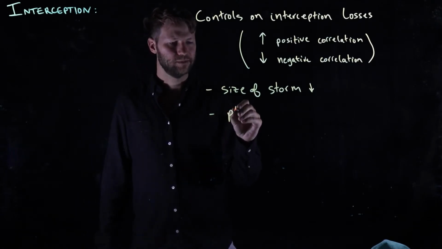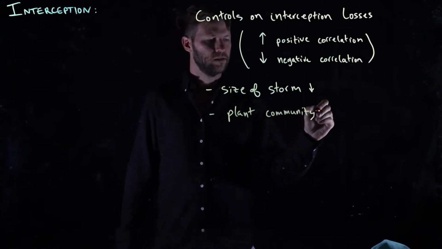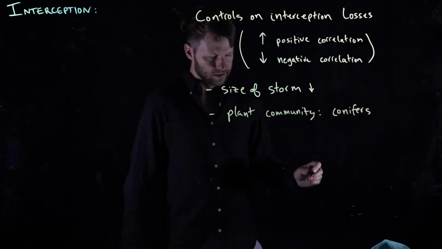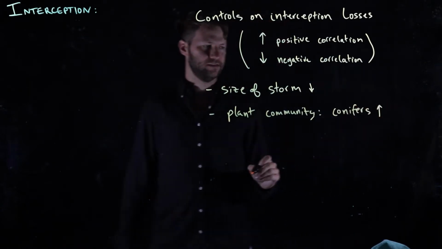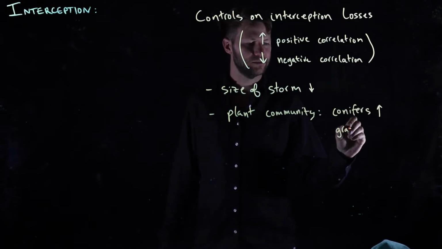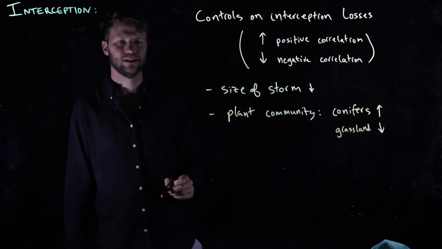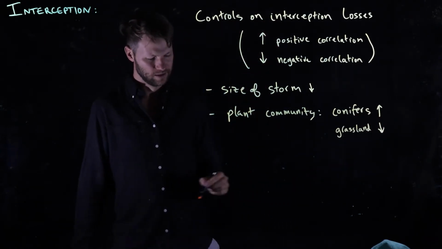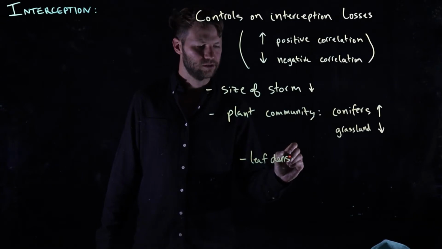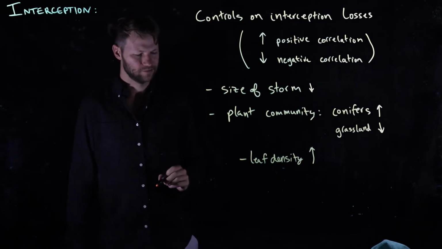If we were to consider the plant community, coniferous plant communities, evergreen trees mainly, tend to be associated with relatively high amounts of interception compared to, for example, a grassland community where there's much smaller relative leaf area and tend to be associated with relatively small amounts of interception losses. And in general, this could be described as leaf density. So the greater the leaf density, the greater the interception loss.